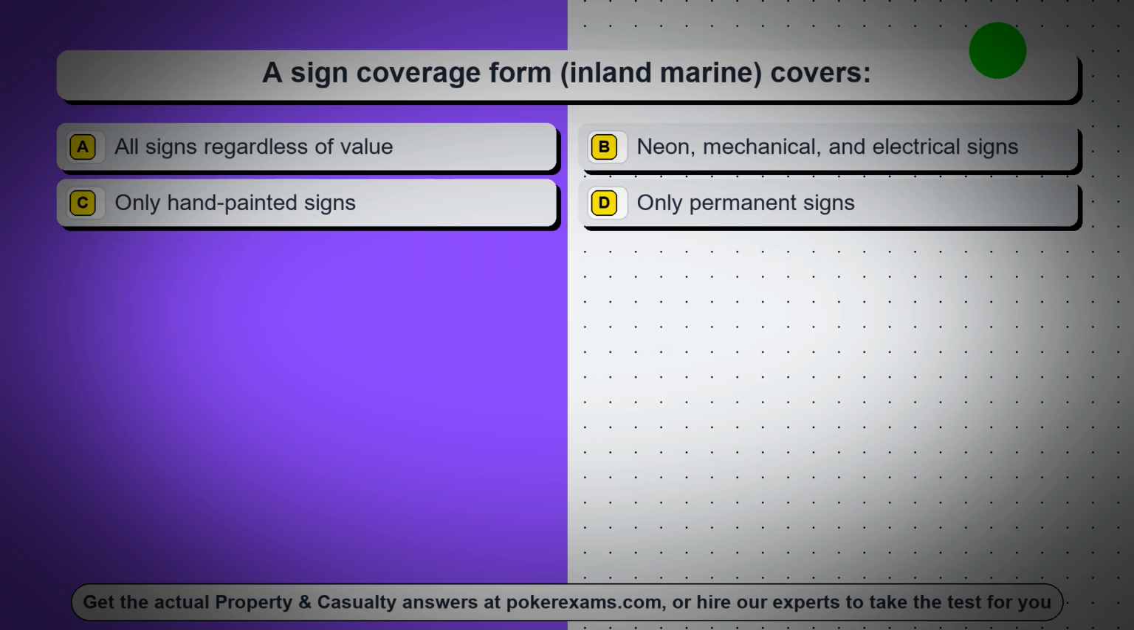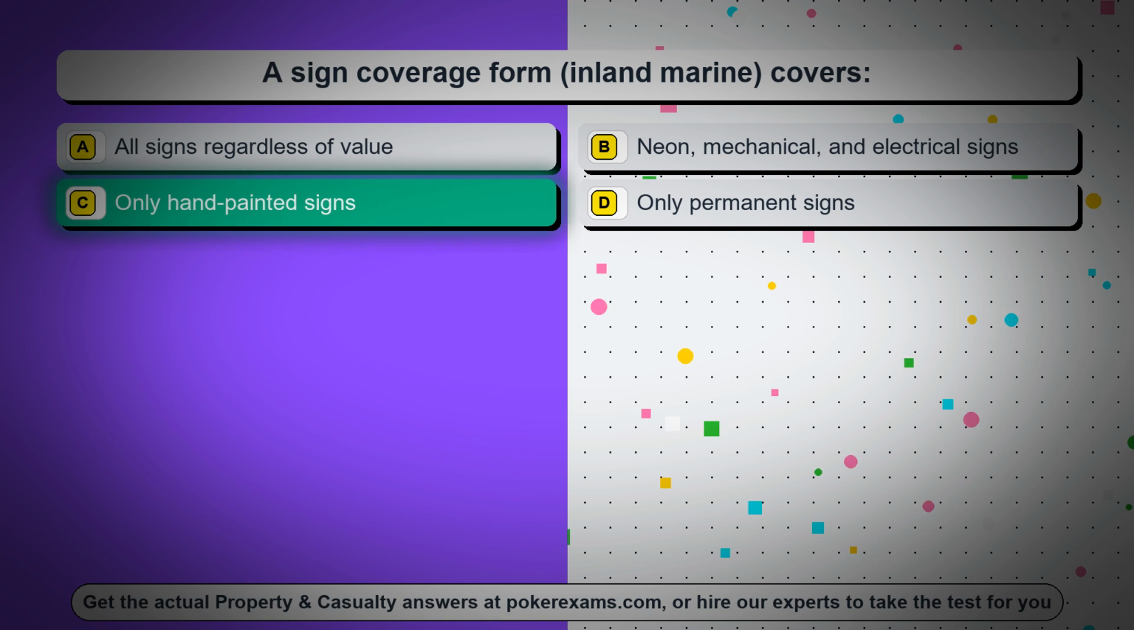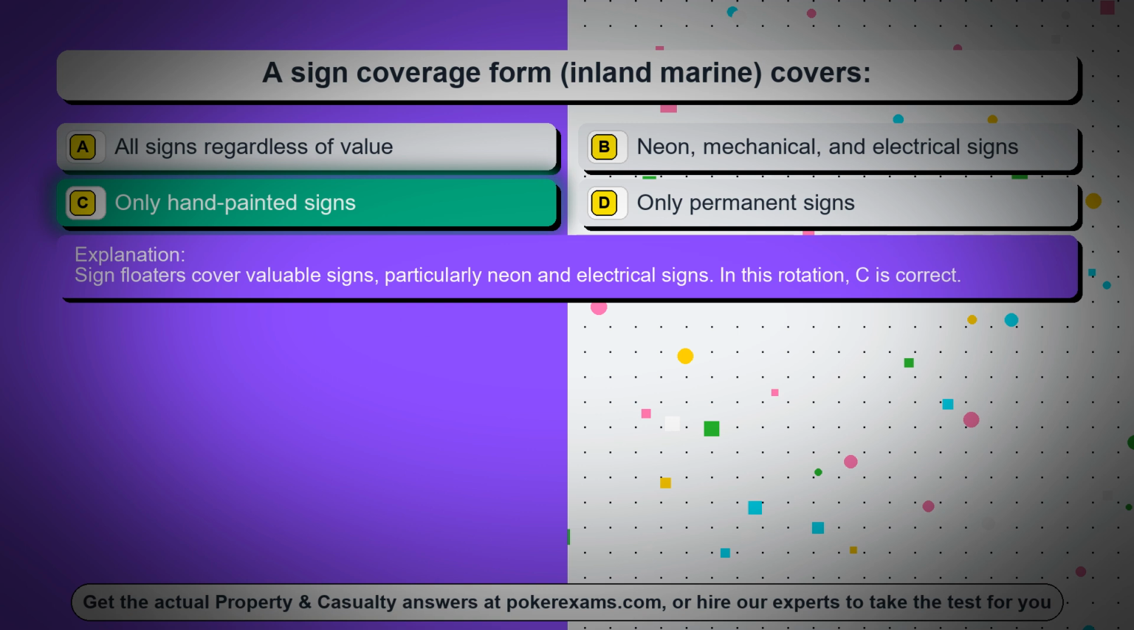Question 66. A sign coverage form, inland marine, covers: Option A, all signs regardless of value. Option B, neon, mechanical, and electrical signs. Option C, only hand-painted signs. Option D, only permanent signs. The correct answer is option C, only hand-painted signs. Sign floaters cover valuable signs, particularly neon and electrical signs. In this rotation, C is correct.